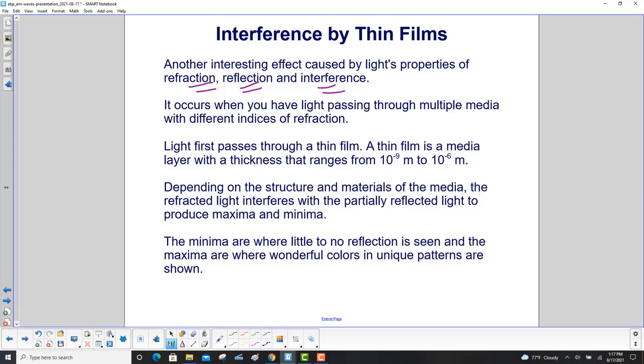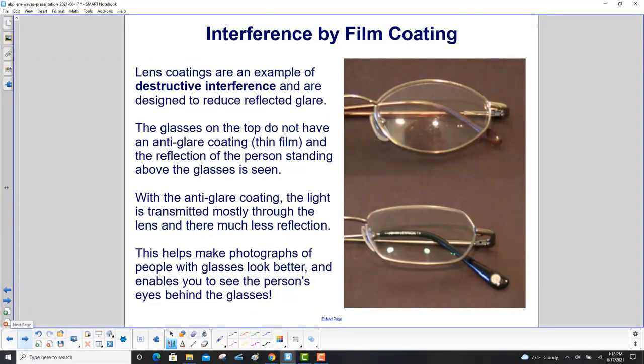That's pretty thin. Depending on the structure and materials of the media, the refracted light interferes with the partially reflected light to produce maxima and minima. The minima are where little to no reflection is seen, and the maxima are where wonderful colors and unique patterns are shown. Lens coatings are an example of destructive interference and are designed to reduce reflected glare.